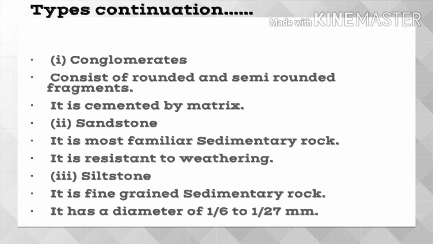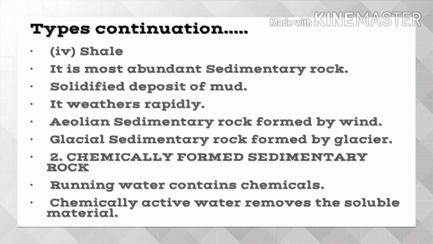Then next comes the siltstone. So siltstone is a fine grained mechanically formed sedimentary rock. This siltstone is so fine grained that sometimes the diameter of the granule of this siltstone is just 1/6 or 1/27 of a millimeter in diameter, okay? It is finer than sand, but it is coarser than mud. That is the siltstone.